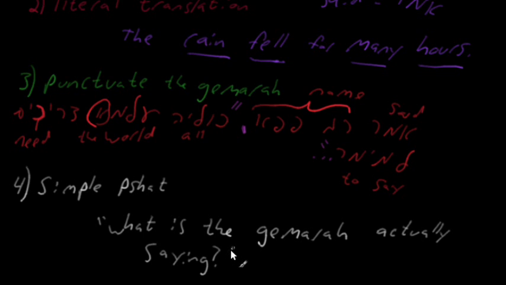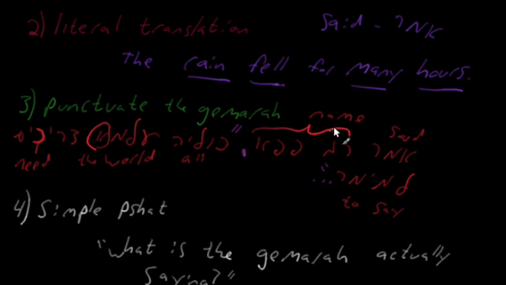Okay, what is the Gemara actually saying? So in our example, we know that Rav Papa is saying something. Now we have our punctuation and our literal translation, so now we're just figuring out what's going on. We know that Rav Papa is saying something, and this is what he's saying.